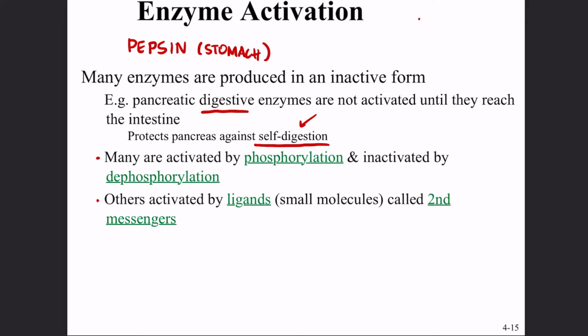And so what happens is they are produced in an inactive form and then they get activated by something in their environment. And for the example of pepsin, this gets activated by hydrochloric acid that is also released in the stomach. Some can get activated by adding a phosphate group. Others can get activated by a ligand. A ligand is pretty much just a word for a small molecule that will bind to it.